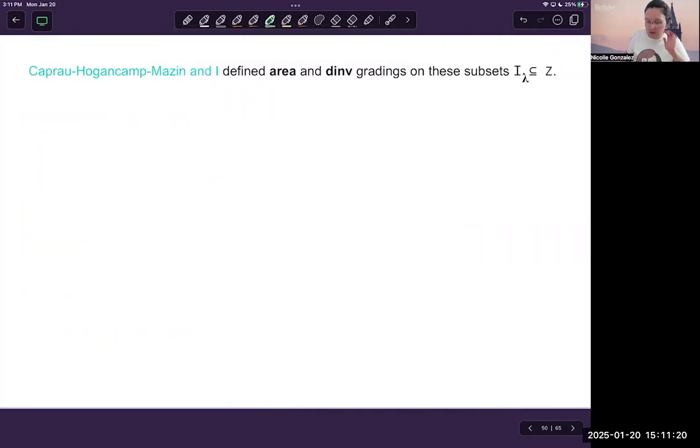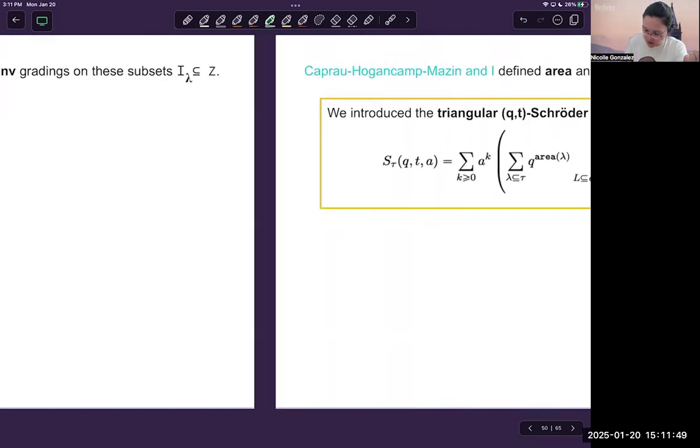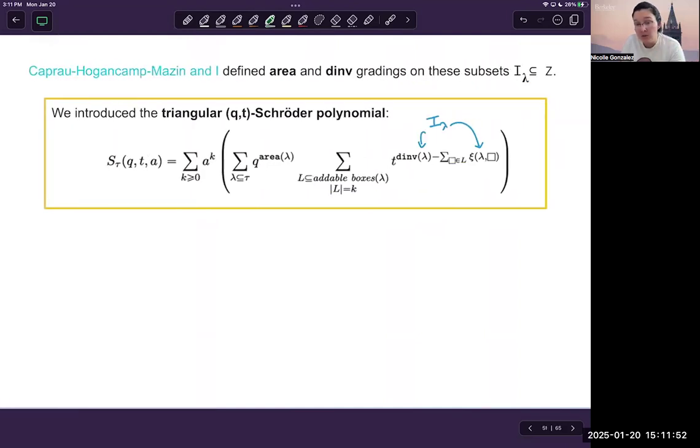Like, what's the result? Well, essentially, what I did with Carmen Caprau, Matt Hogancamp, and Misha Mazin is that we defined 2 statistics, combinatorial statistics, or gradings, if you want to think of them that way, on these subsets. In particular, we were able to extract a statistic that we called area and a statistic that we called dinv, whose input is these infinite subsets. And doing this, we were able to define a new family of polynomials, which we called the triangular q,t-Schröder polynomials. Here's the formula. It's some expression.